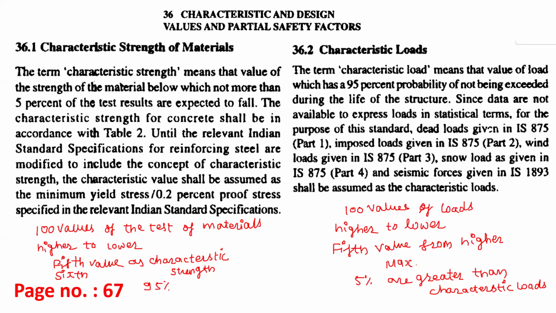And here 95% are greater than characteristic strength of material. 95% are greater than characteristic strength. So try to understand the difference. That is characteristic strength and characteristic loads.